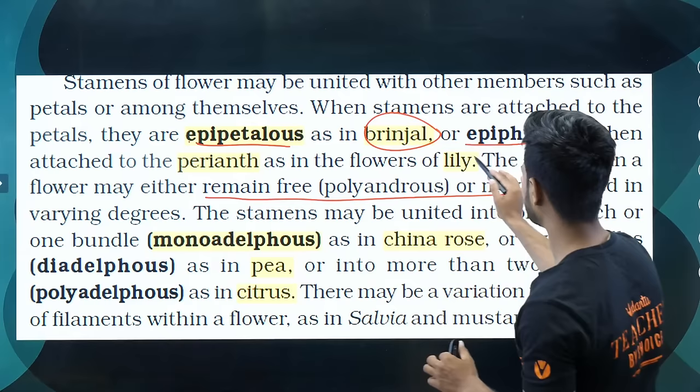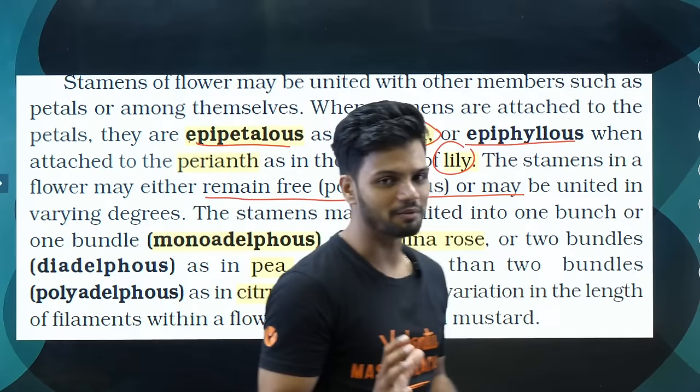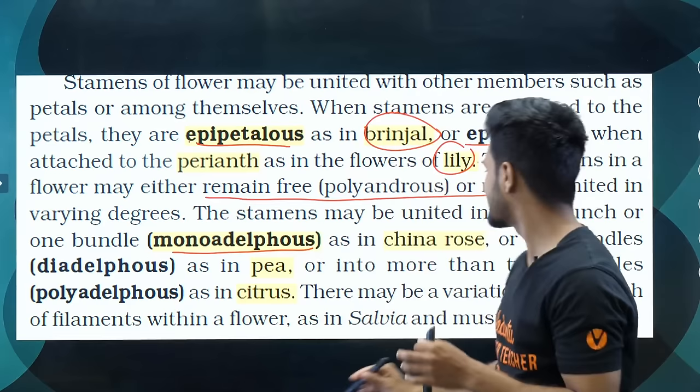Monoadelphous, how do you remember? Mono means one. Which country is number one in population? China. That's how I remember. Then monoadelphous, see, it's androecium, right? It talks about androecium related to your male. So population, remember population. Number one is China. So China rose is the example. Two bundles is your pea plant.